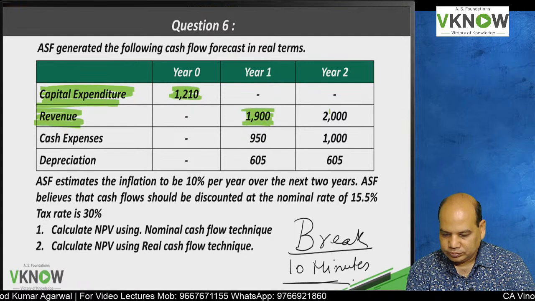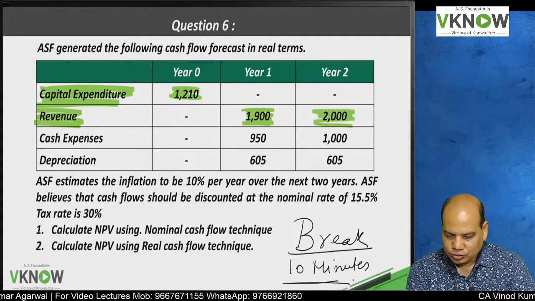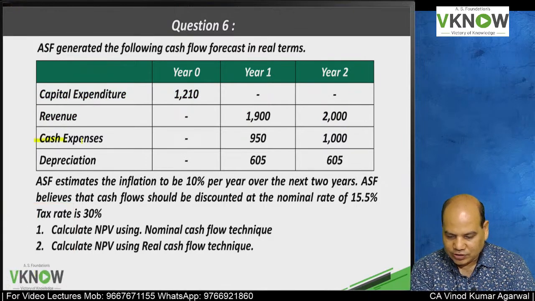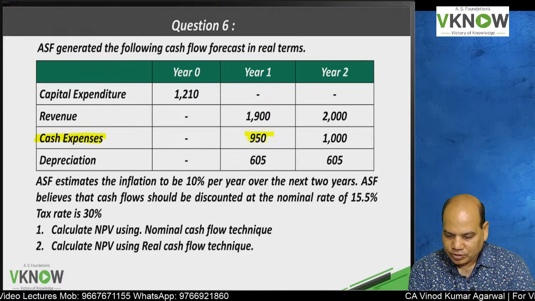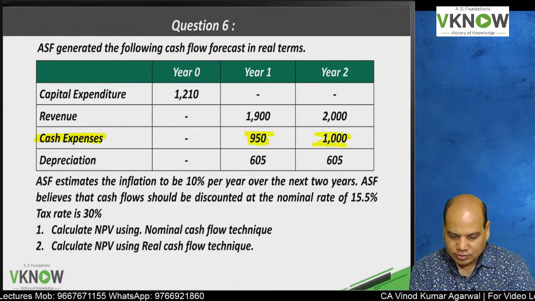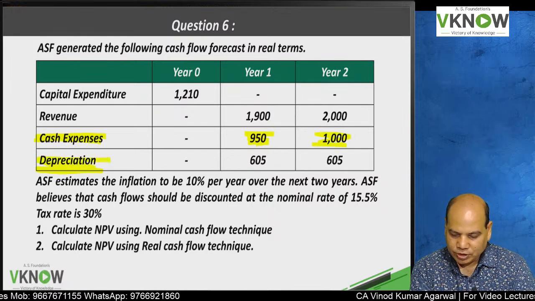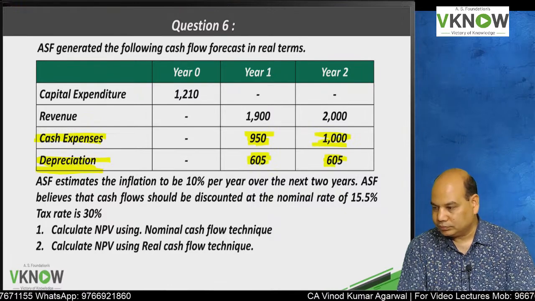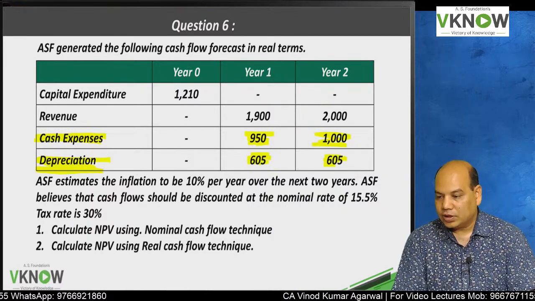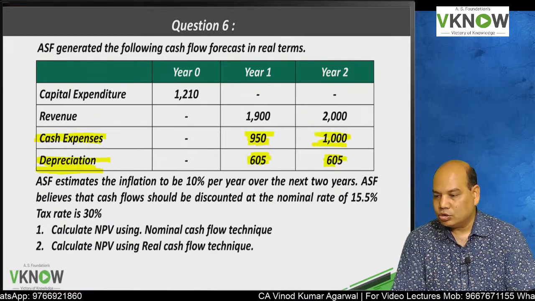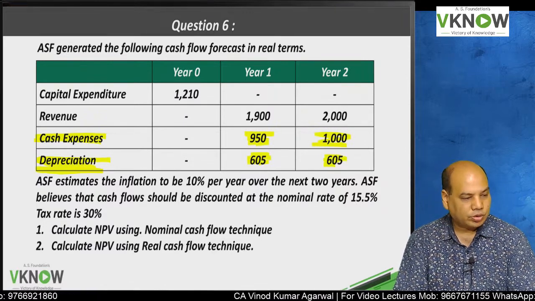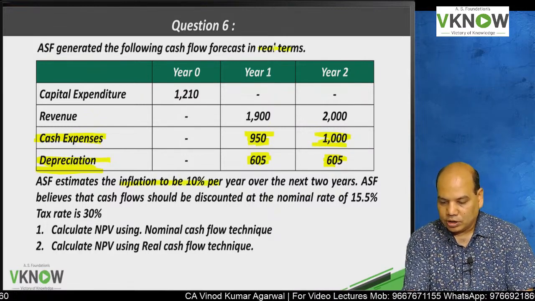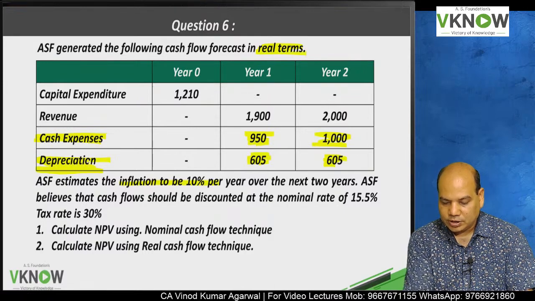Revenue: 1900, 2000. Then cash expense: 950, 1000. Depreciation: 605, 605. ASF estimates the inflation to be 10% per year over the next 2 years. Inflation is 10%. These all cash flows are in real terms, except the depreciation.